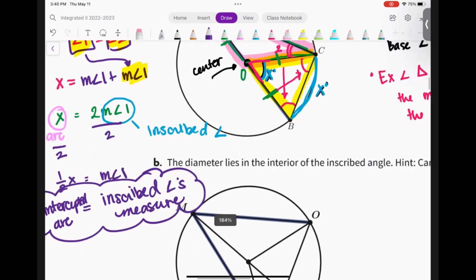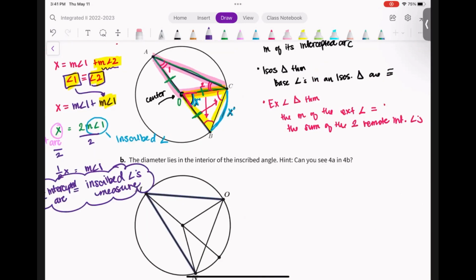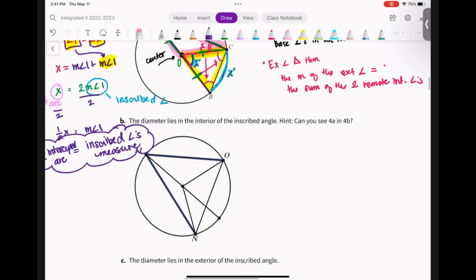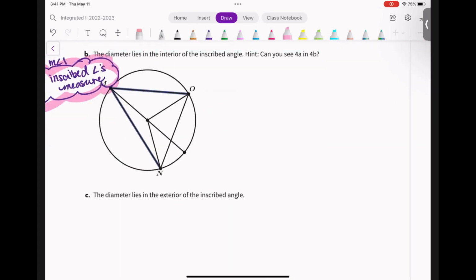Okay. So here's your next one. It says the diameter lies in the interior of the inscribed angles. Hint, can you see 4A in 4B? Do you see what we just did there? Right? So go ahead and think about how you would prove this. Again, we're only proving the same thing. We're proving this thing over and over again, right? But we're using different pictures of it. So do you see this picture? Go ahead and take a look at it.